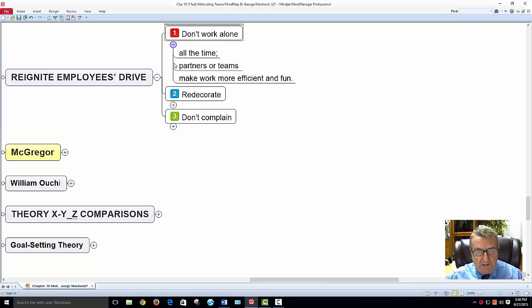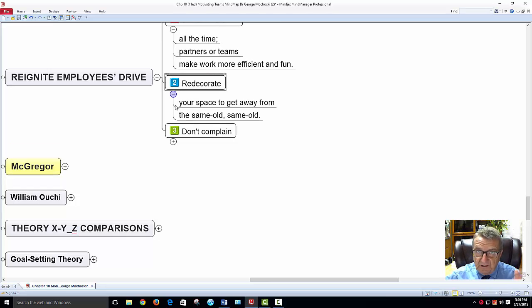Don't work alone. People like to all the time. Partners or teams make work more efficient and fun. You're still doing a task, but it could be less stressful. Redecorate your office space, and get away from the same old. You ever see my old office? I changed the desktop. I'm recording so it kind of looks nice.